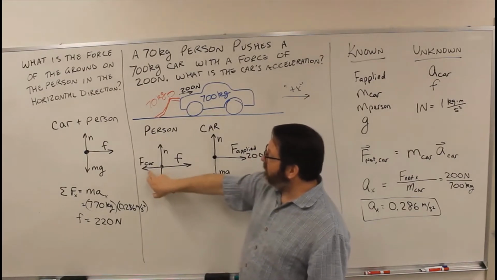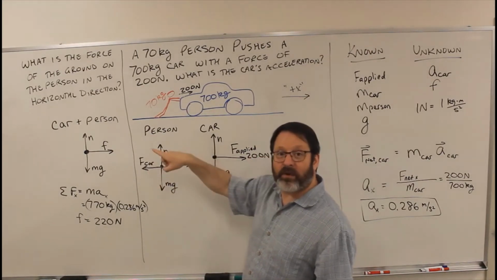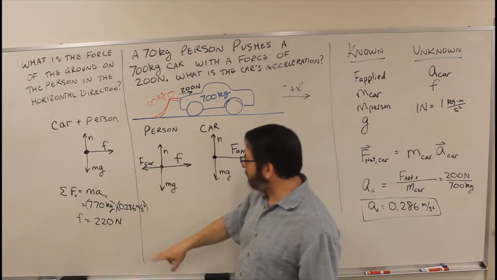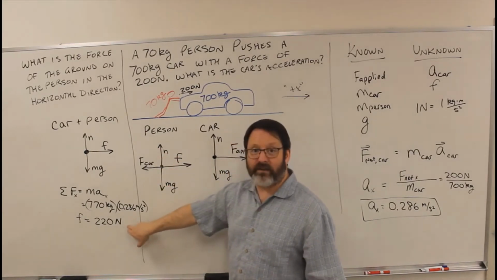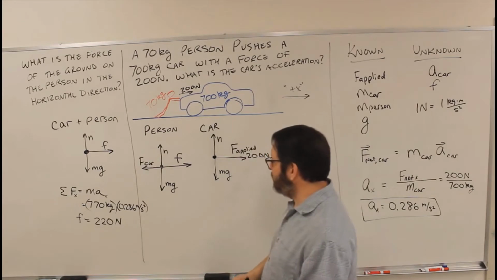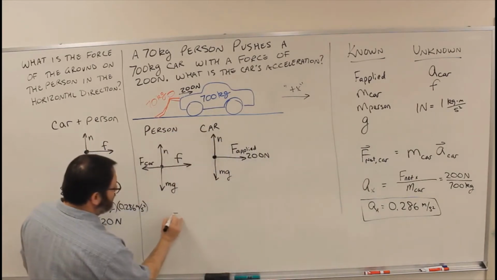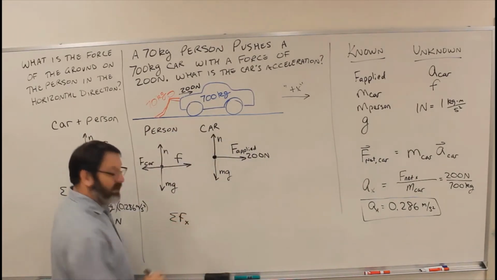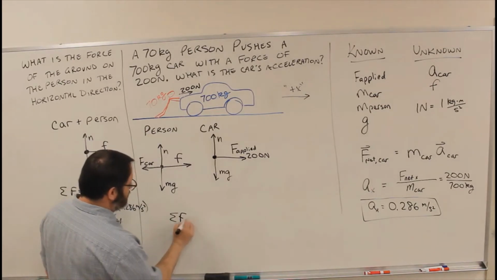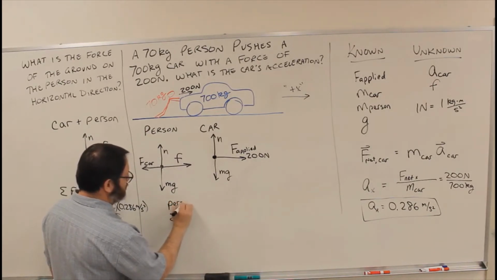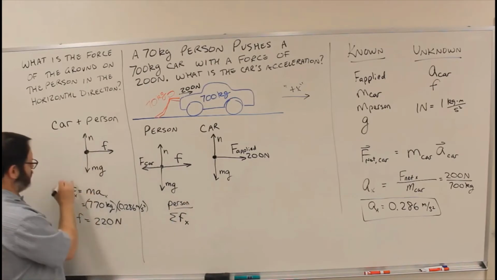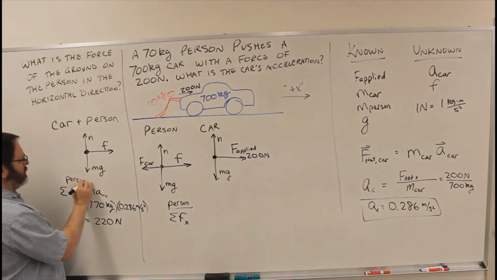Can we figure out what the force of the car on the person is? Now that we know some other information, we know how big F is. So can we do that? So let's try sum of forces. We only care about the x direction. This is for just the person. Over here, this was for the person plus the car.